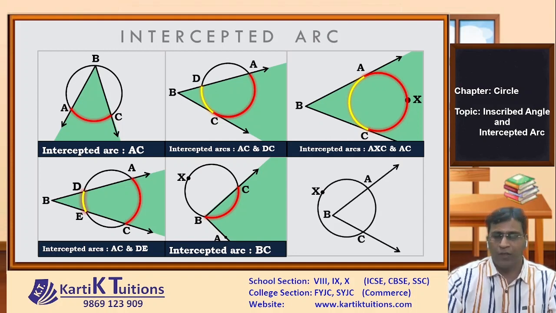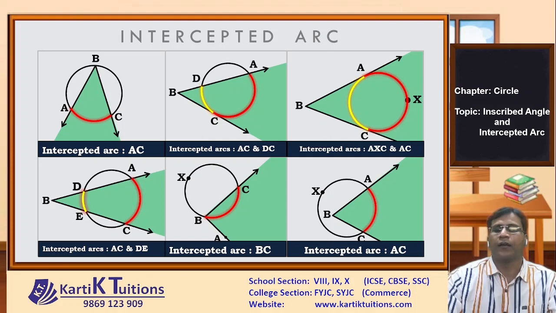And if I talk about this, the vertex of the angle is lying on the circle. Still it has an intercepted arc because arc AC lies in the interior of the angle. Hence the intercepted arc is arc AC.